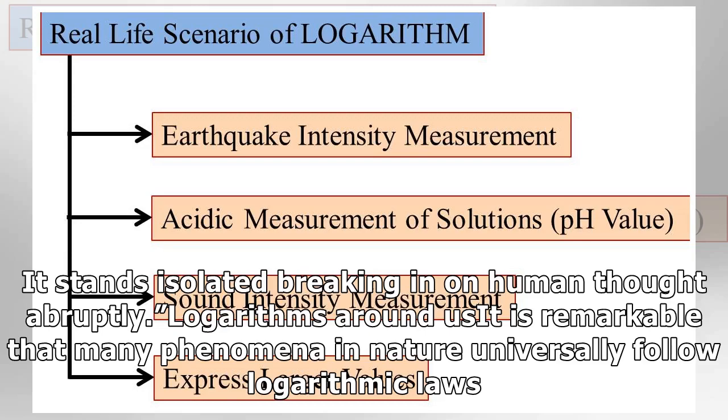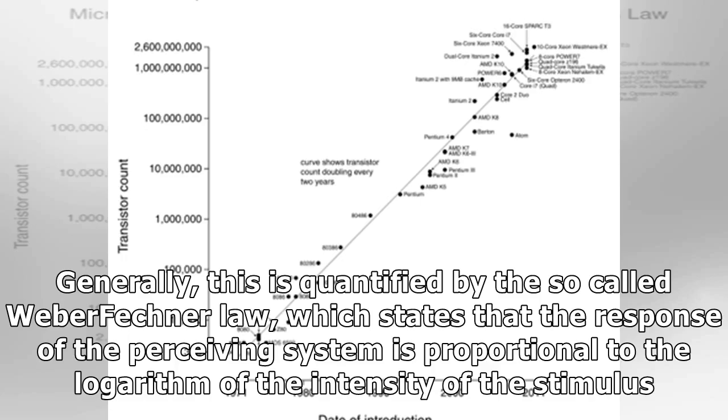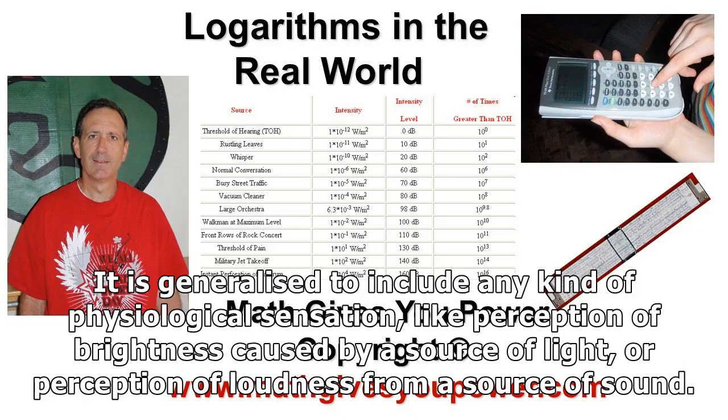Logarithms around us. It is remarkable that many phenomena in nature universally follow logarithmic laws. Measurement of sound intensity in decibels and size of earthquakes using the Richter scale are some examples. Generally, this is quantified by the so-called Weber-Fechner law, which states that the response of the perceiving system is proportional to the logarithm of the intensity of the stimulus. It is generalized to include any kind of physiological sensation, like perception of brightness caused by a source of light, or perception of loudness from a source of sound.